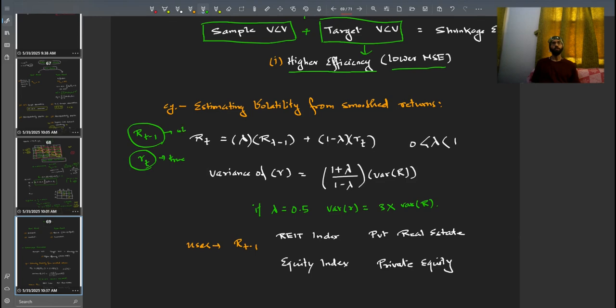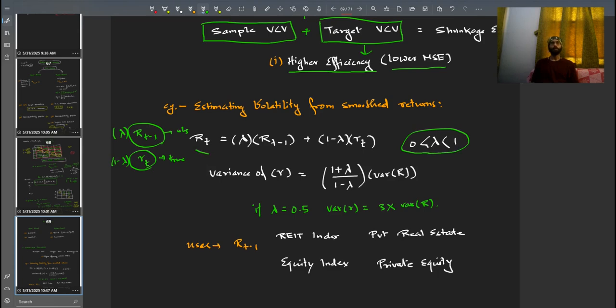This one is the observable return. We take a weighted average of the two. We multiply the observed return with a weight called lambda, which is a value between 0 and 1, and we multiply the true return with 1 minus lambda, right? So lambda is like a decimal value or a weightage or a percentage, you can say. So lambda is between 0 and 1. This is the way we create this equation.